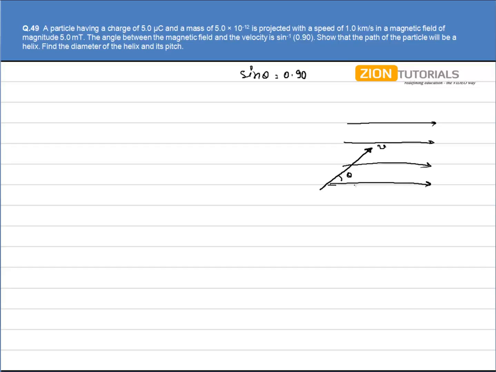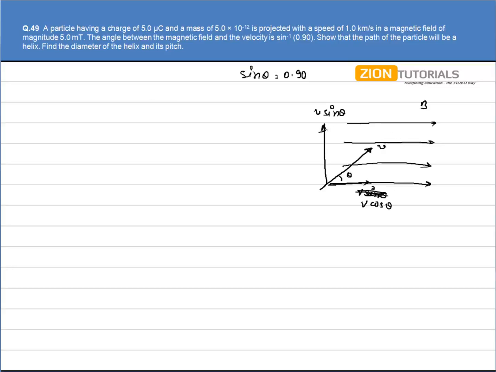Now first of all, I'll take the components of the velocity: this will be v sine of theta, this will be v cos of theta, and this will be v sine of theta. Right. Now I will assume that there are two different velocities in two different directions. Fine. I have to calculate the diameter of the helix first of all. Now first of all I'll show you why it is a helix.